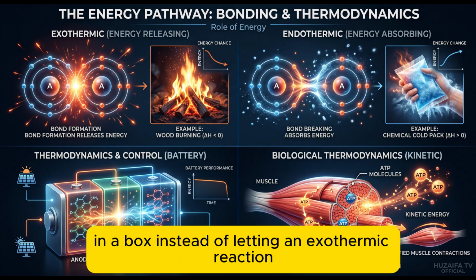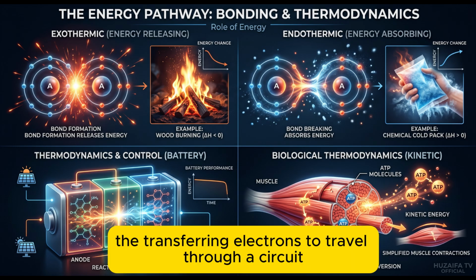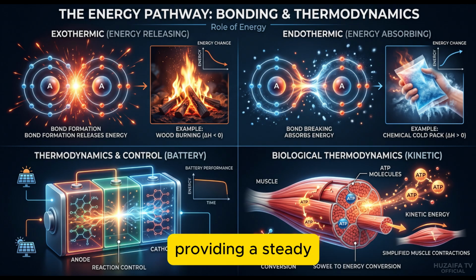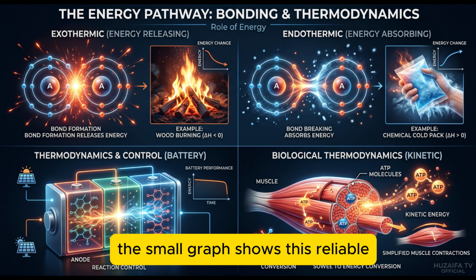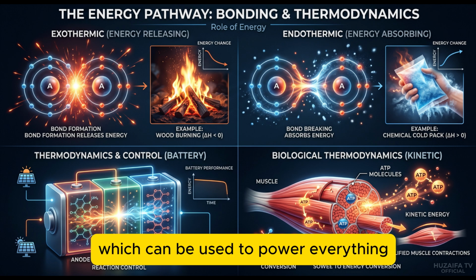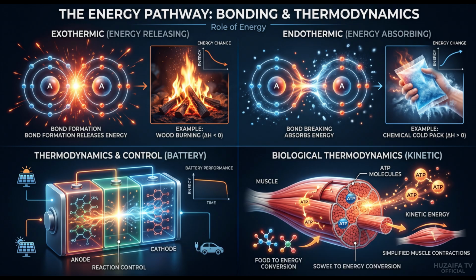Instead of letting an exothermic reaction release all its energy at once in a massive burst of heat, a battery forces the transferring electrons to travel through a circuit, providing a steady, controlled release of electrical power. The small graph shows this reliable, sustained energy output over time, which can be used to power everything from small devices to the electric vehicle pictured.